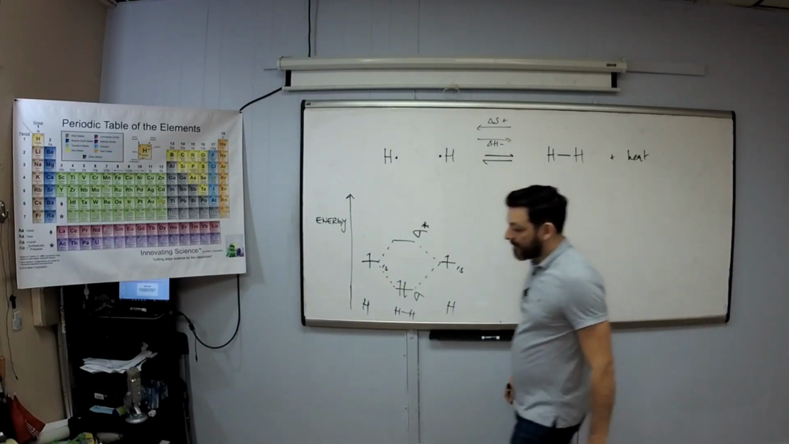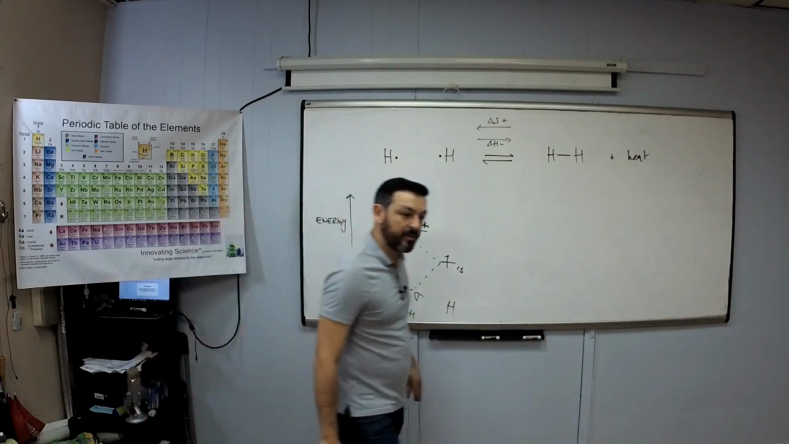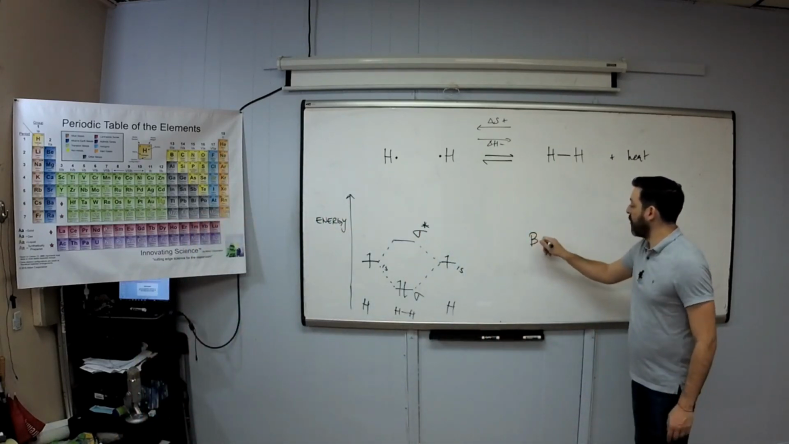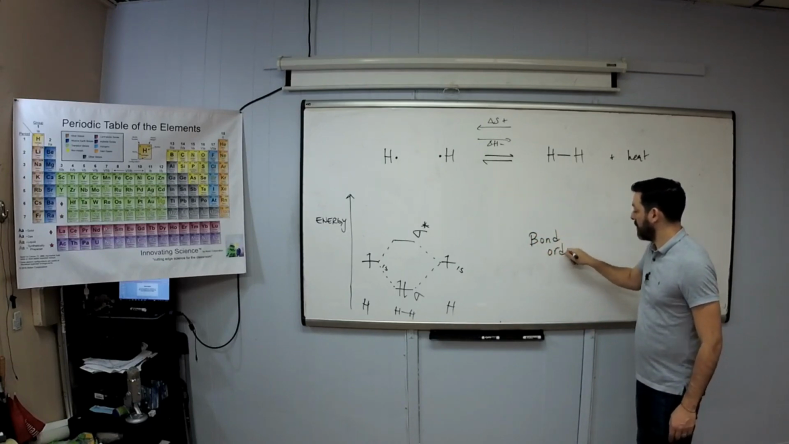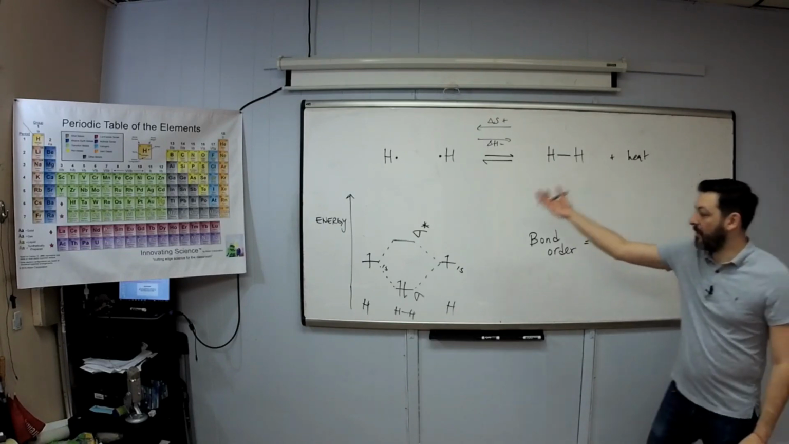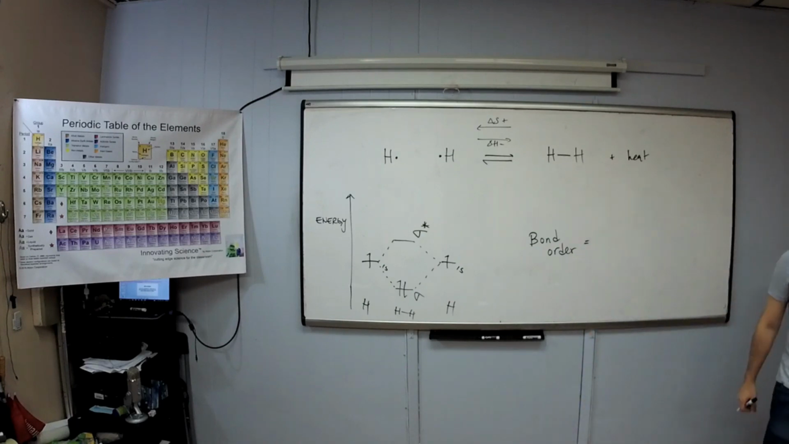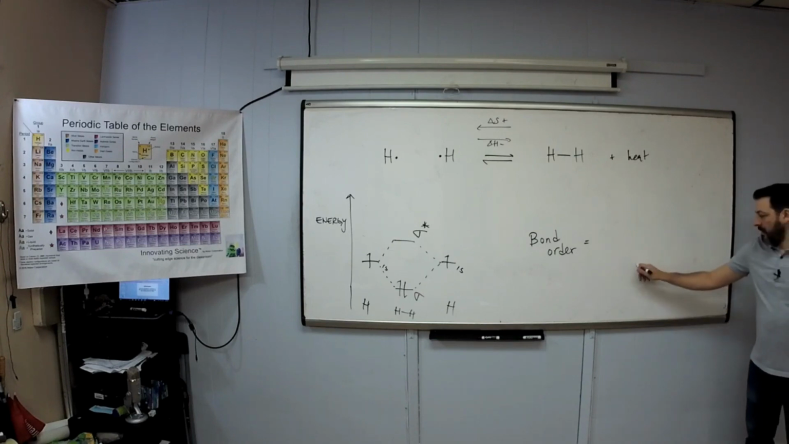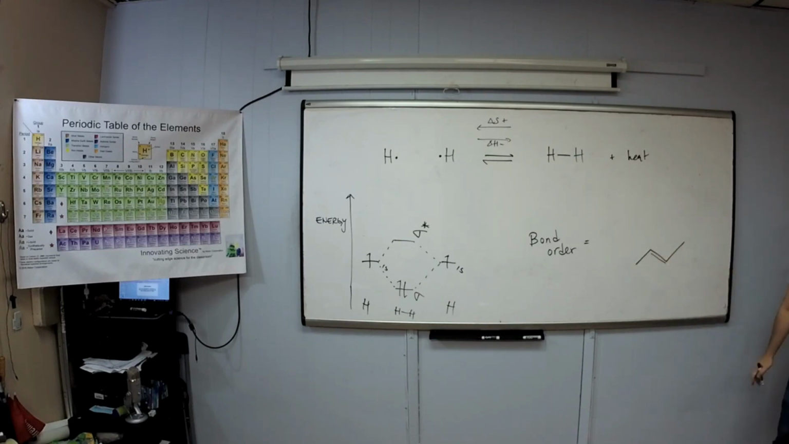So, it turns out that the bond order can be found in a molecular orbital diagram like this. What was bond order again? It was the number of bonds. The bond order between carbon and carbon right here is 1 because it's a single bond. The bond order between these 2 carbons is 2 because it's a double bond, right?